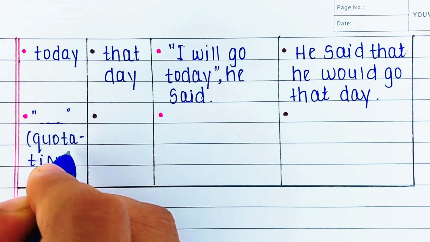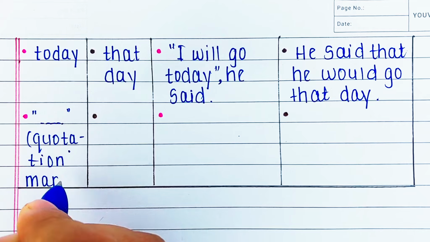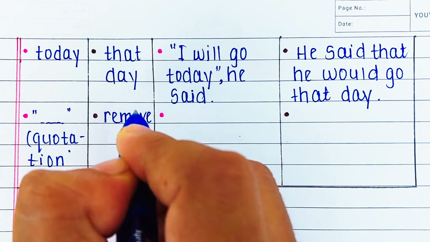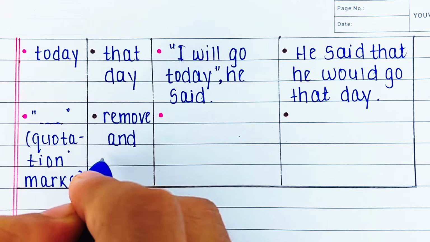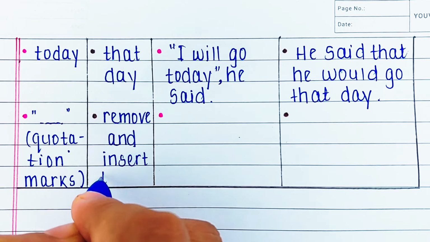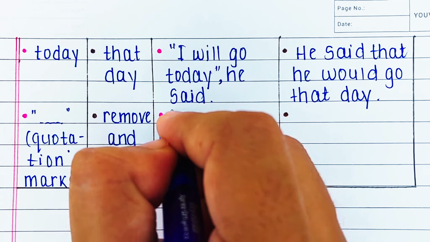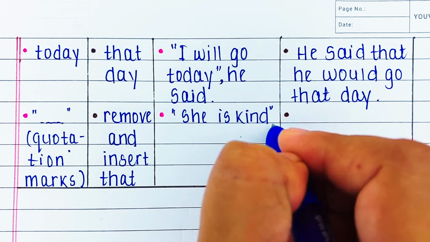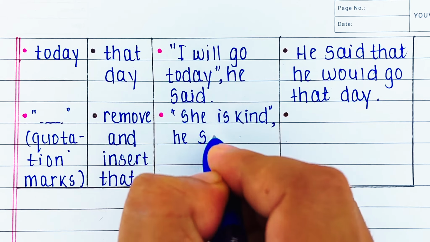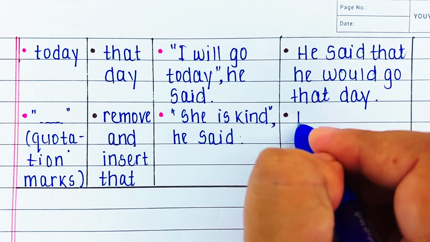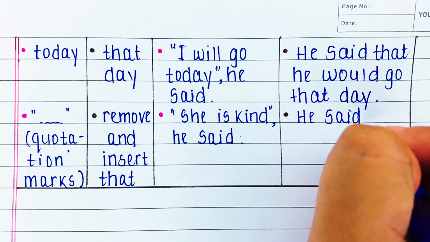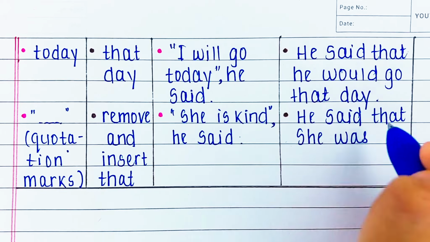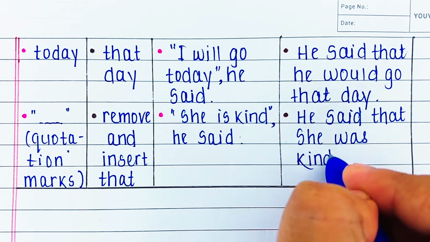Next is quotation marks. In indirect speech, the quotation marks are removed and that is inserted instead. For example, "She is kind," he said. In indirect speech, we will write, he said that she was kind. As you can see, the quotation marks have been removed and that is inserted after he said.